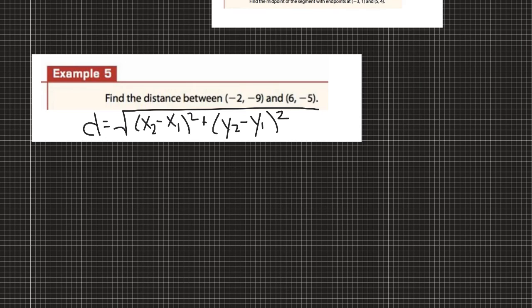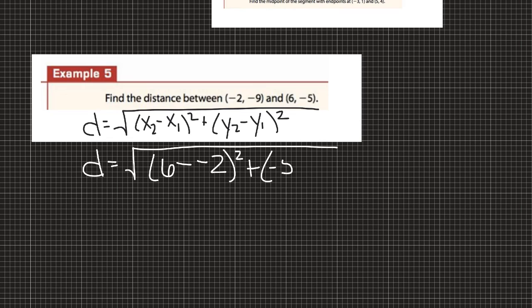All right, so let's use that and fill things in. D is equal to the square root. x2 is the x of the second ordered pair, which is 6, minus x1, which is negative 2. Oh, look right there. That's minus a negative. Okay, keep it the way it is. Plus y2, excuse me, y2 is negative 5 minus negative 9, squared.